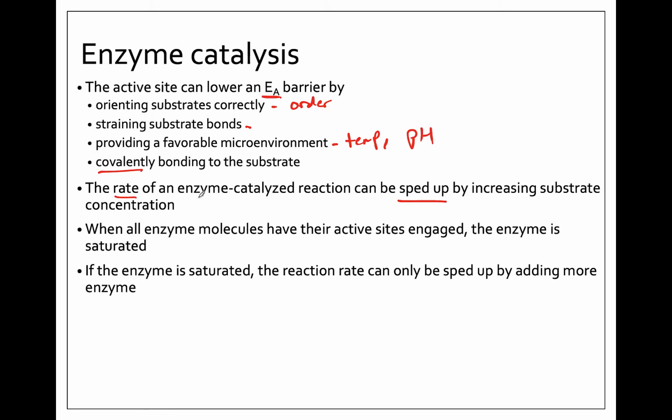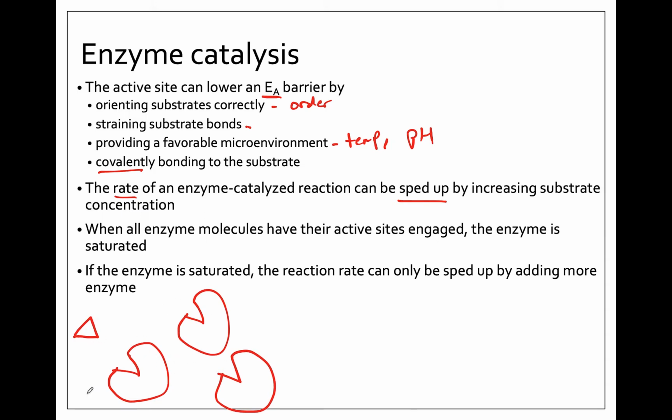So if we have an enzyme catalyzed reaction, it can usually be sped up by increasing substrate concentration. So let's draw an example. Here's my enzyme. It looks a little like Pac-Man. So there's 3 enzymes here. If I have one substrate, notice that my substrate is going to fit into this active site. If I only have one substrate for every 3 enzymes, then this reaction will only go at a speed of 1, right? 1 at a time.